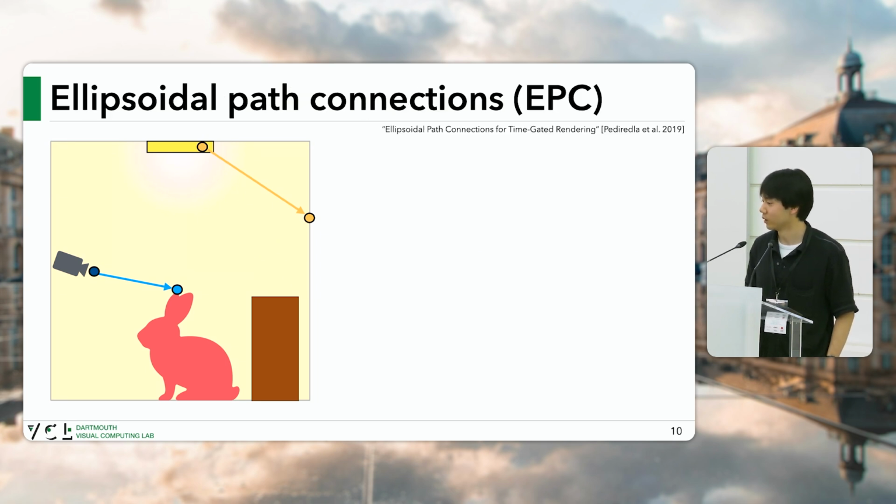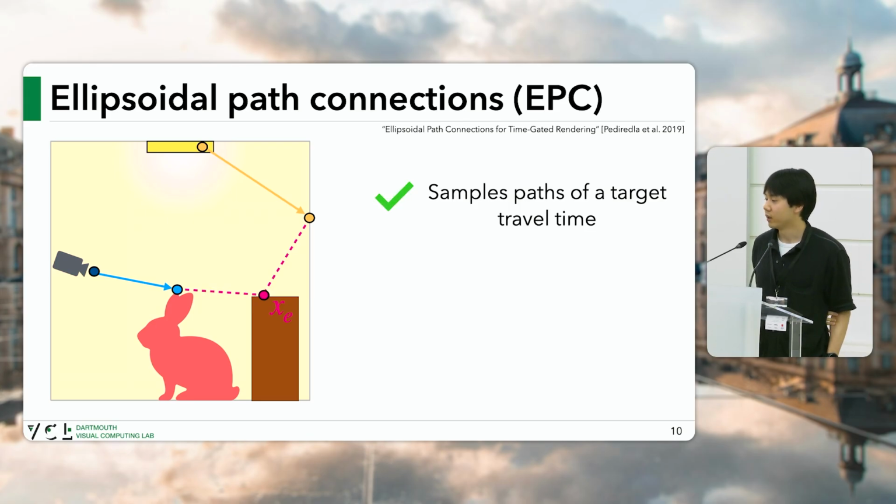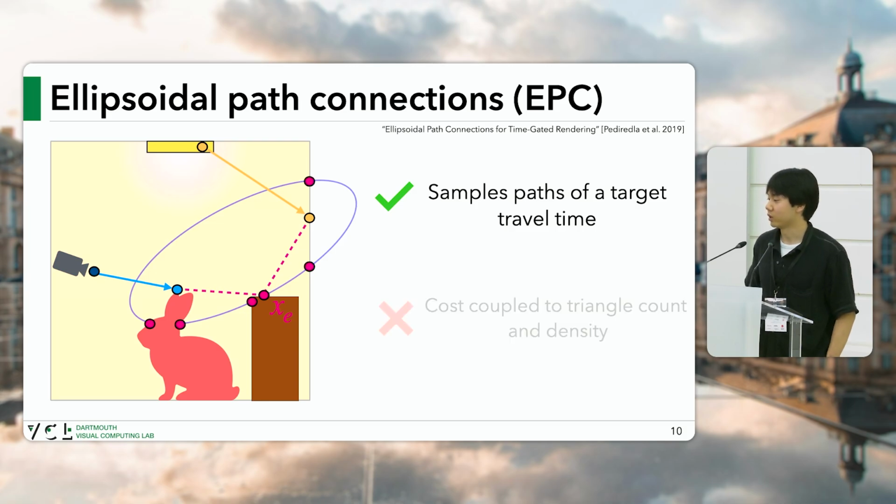That kind of sucks. Ellipsoidal path connections restore a degree of freedom by inserting one extra bounce at a point chosen to hit a target travel time. And the set of all such points results in an ellipse in 2D, but an ellipsoid in 3D space, where the two endpoints of your subpath are the foci. But this ellipsoidal vertex must also lie on actual scene geometry, so you can actually form a valid path. So every connection requires intersecting this ellipsoid with the scene geometry. So the cost of time gating is bolted directly to scene complexity.